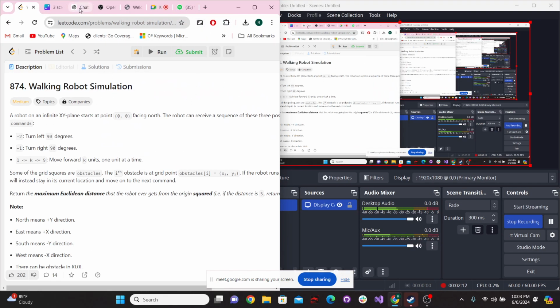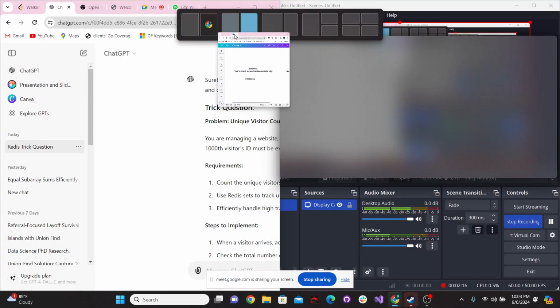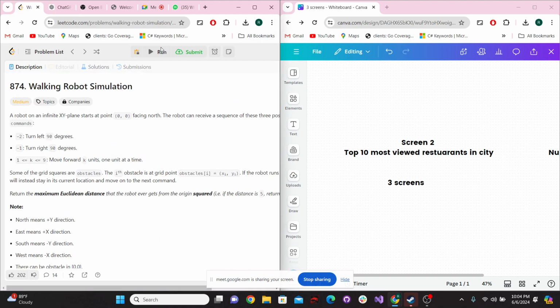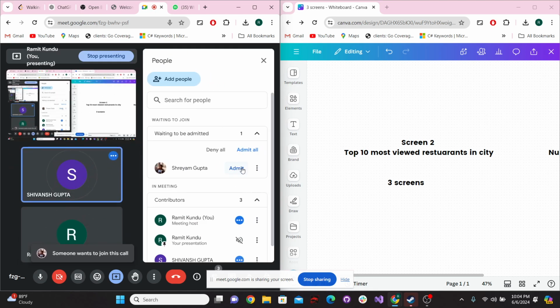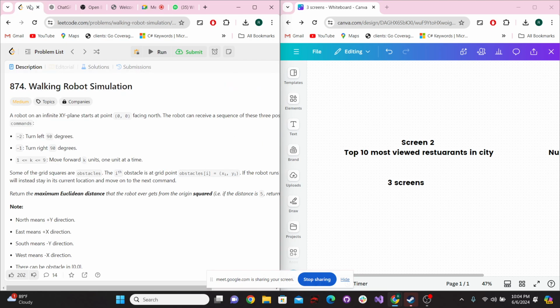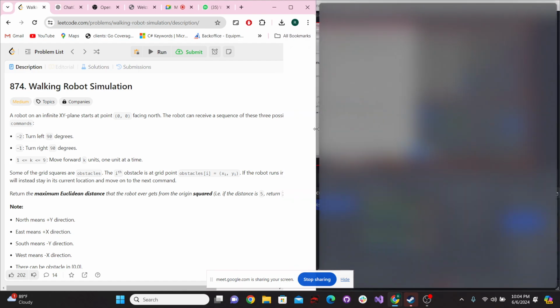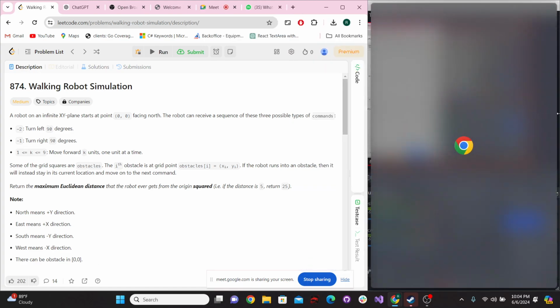So just thinking out loud, what would your approach be towards this problem? Let me open the question link and understand the question. The robot can receive -2, -1, and move forward. Yeah, definitely. So just open this question on your LeetCode, right? And we can think of the approach.